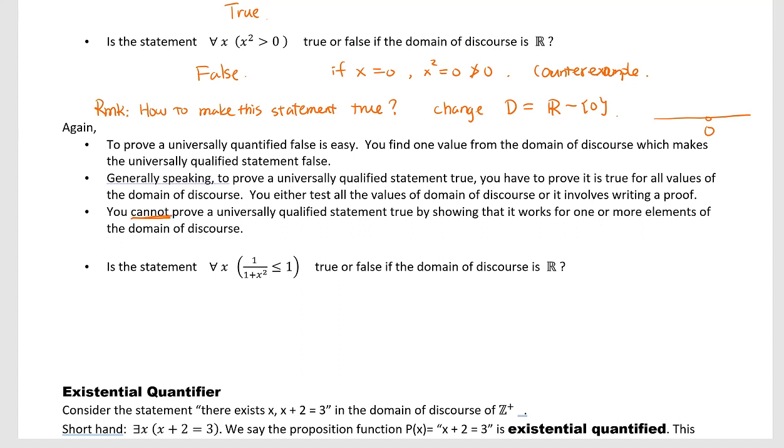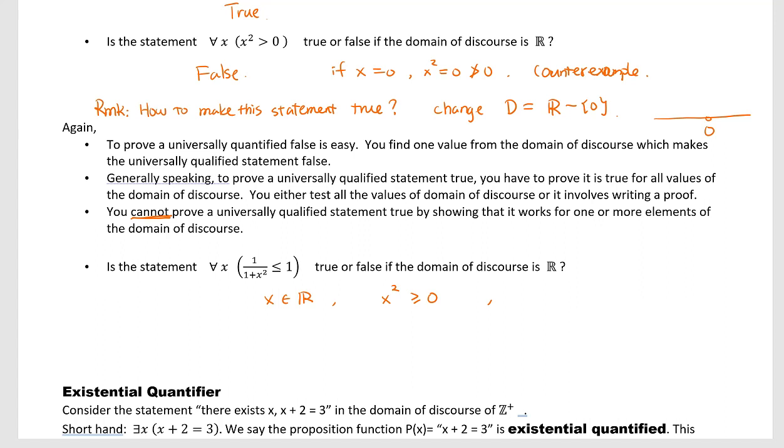Okay. Let's look at this statement. Is the statement "for all x, 1 over 1 plus x squared is less than or equal to 1" true or false if the domain is R? Okay, let's see. What do we know? We know x is in R, right? Then x squared. What is x squared? We know x squared is greater than or equal to 0, right? Then, okay, this is what we know.